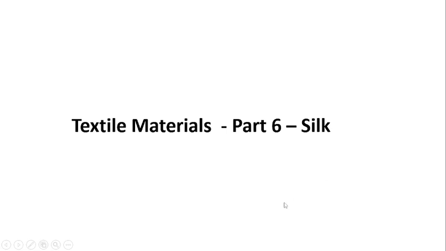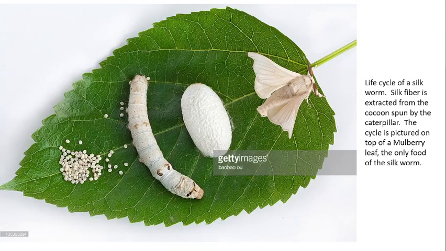Next is silk. Now silk is unique because it's our only major fiber that comes from an insect. And it comes from the silk moth. This is the life cycle of the silkworm. It's not really a worm, it's a caterpillar, which is the larval state of the silk moth, which is pictured here.